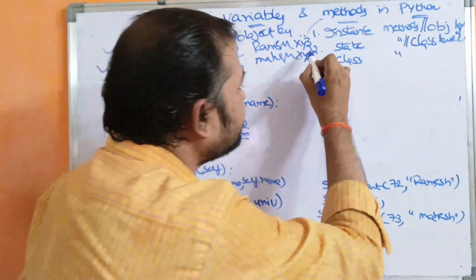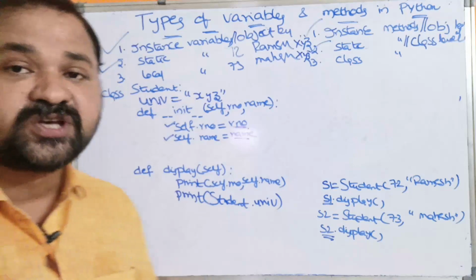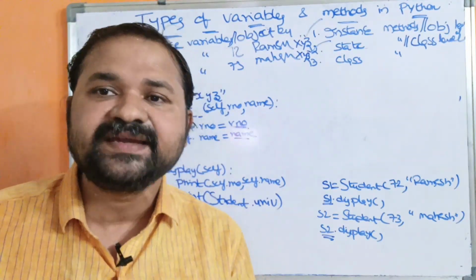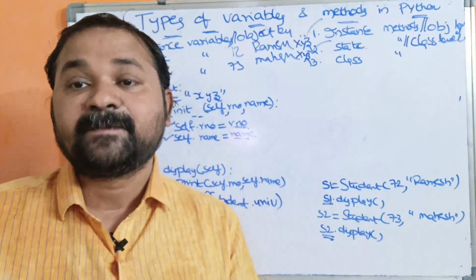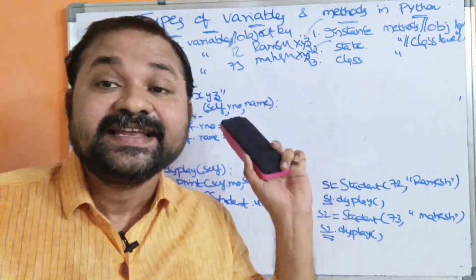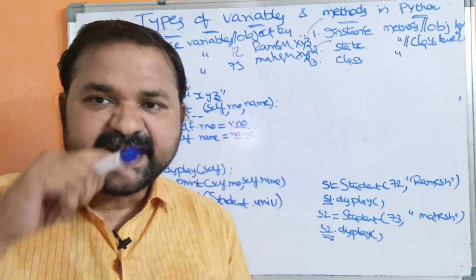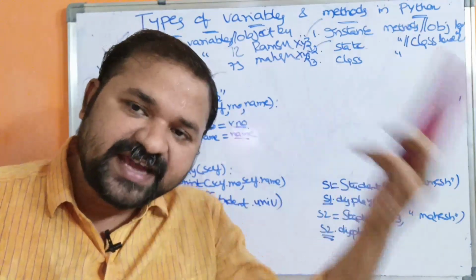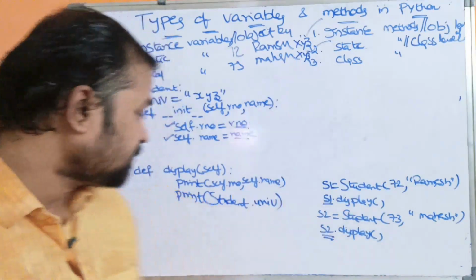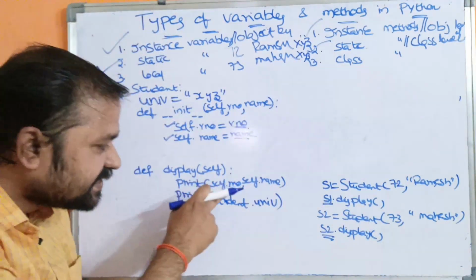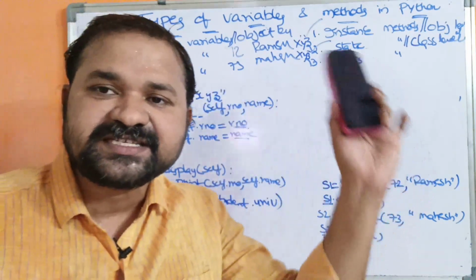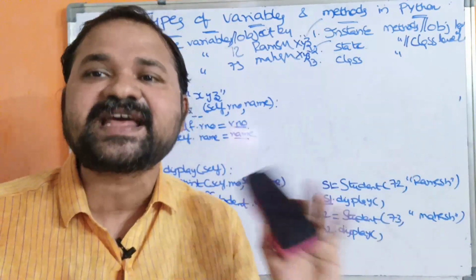Now let us see about static method. What is the use of a static method? By using static method, we can access only static variable. By using static method, it is not possible to access the instance variable. Whereas by using instance method, we can access instance variable as well as static variable also. This is instance variable, this is static variable. Whereas by using static method, we can access only static variable.